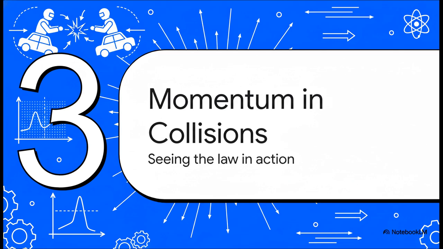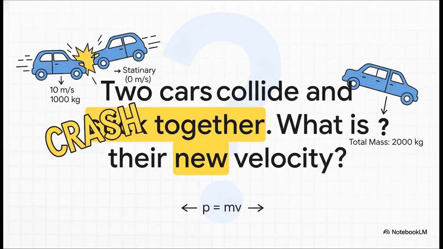Okay, theory's great, but let's actually put that three-step process to the test and see how it works in a classic exam scenario, a collision. So picture this. We've got a car, it has a mass of 1,000 kilograms, and it's moving along at 10 meters per second. It then crashes into an identical car, which is just sitting there, stationary. After the crash, the two cars get tangled up and move off together. We can use our law to figure out exactly how fast they're moving.